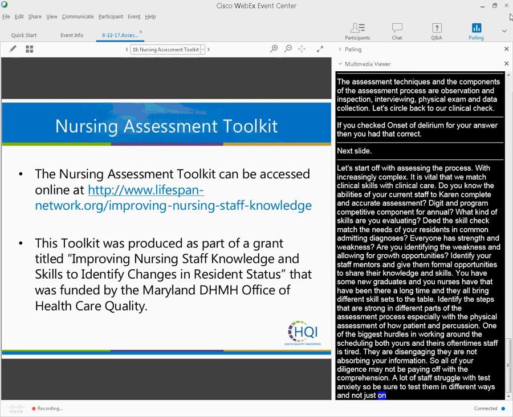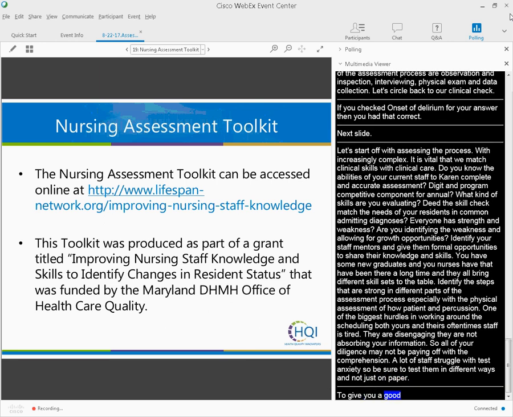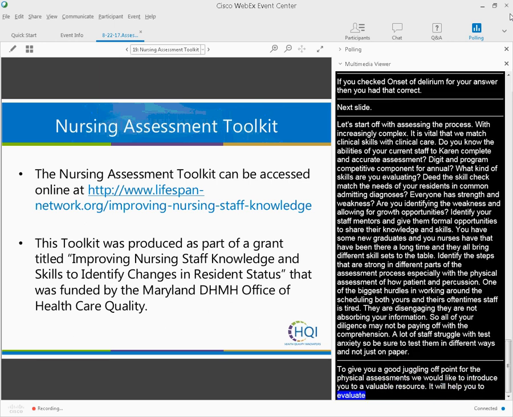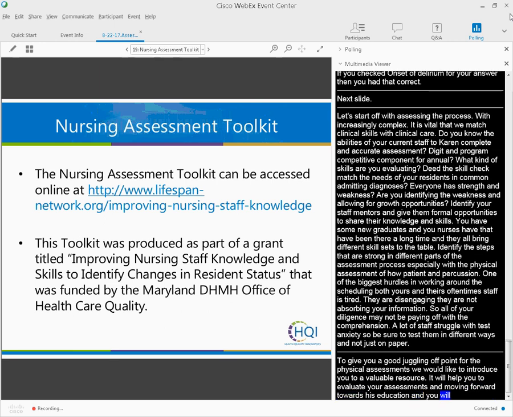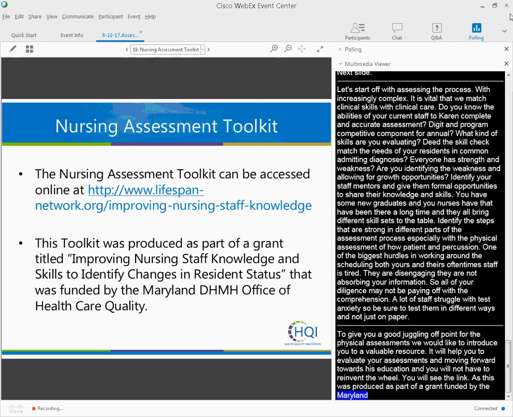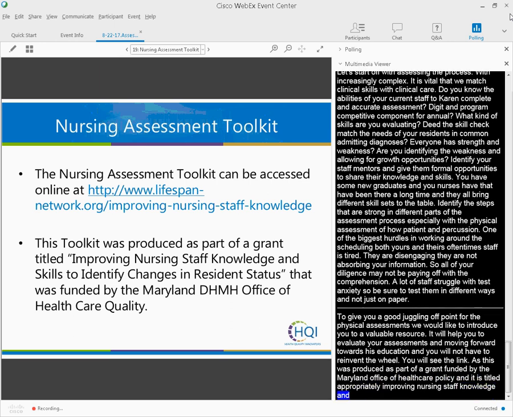To give you a good jumping off point for those physical assessments, we'd like to introduce you to a valuable resource. It'll help you to evaluate your own assessments and then move forward toward enhanced education, and you won't have to reinvent the wheel. You'll see the link there, and this was actually produced as part of a grant funded by the Maryland Office of Healthcare Quality, and it's titled appropriately, Improving Nursing Staff Knowledge and Skills to Identify Changes in Resident Status. Developed by long-term care specialists, it was tested on Maryland nursing homes.